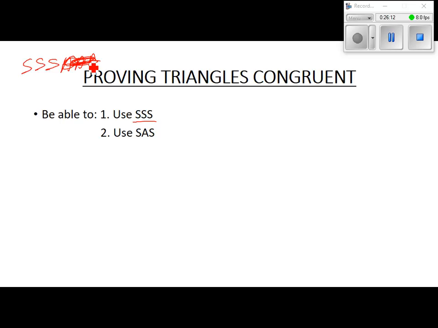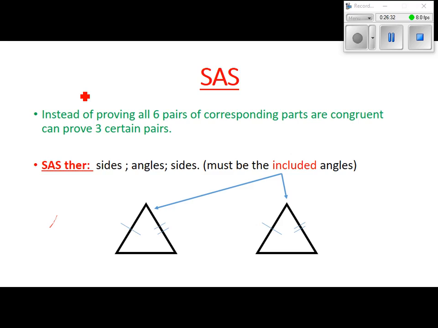What do you think this one stands for? Side, angle, side. Side, angle, side. Now this one is a little tougher because with the sides there's really no way you can get them out of order. But with side, angle, side, they got to be in a certain order. In the triangle, they got to be in a certain order. And we'll talk about that when we get to it here in a minute. All right, go ahead and copy this down. So side, angle, side.